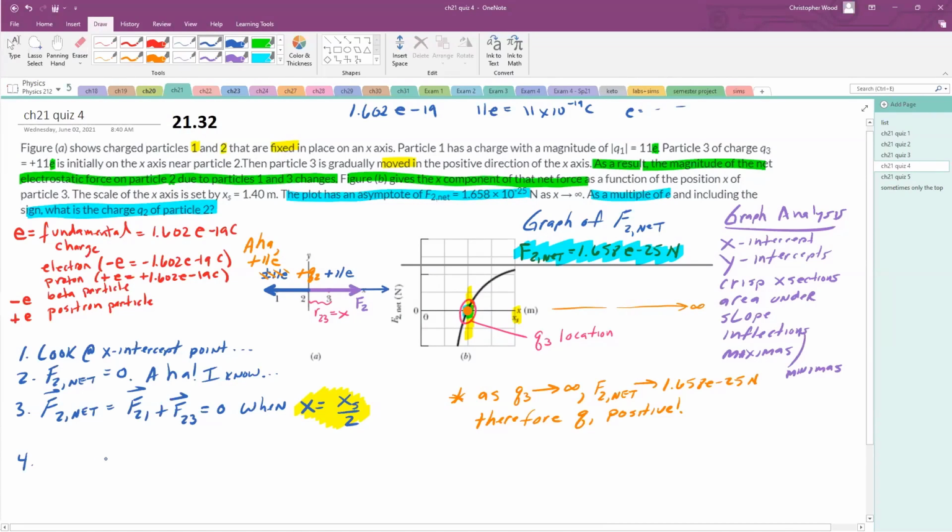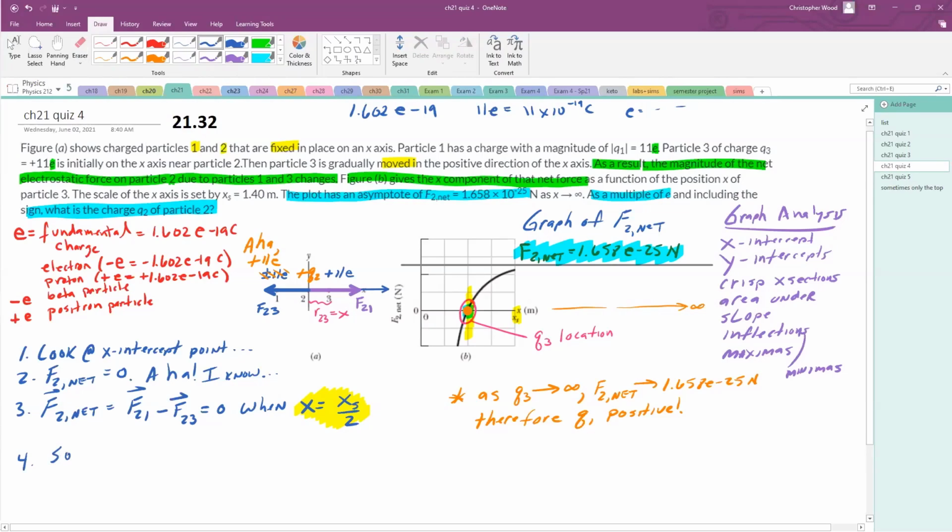All right. So for sure, if Q1 is positive, this is the force on 2 due to 1, correct? This is the force on 2 due to 3. So fully labeled here, which means I need to update this expression. F21 is going in the positive direction, but F23 is going in the negative direction. So let me update that. Good.